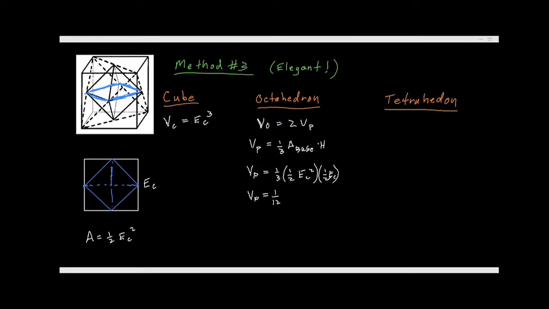1/3 times 1/2 times 1/2 is 1/12 EC cubed. And therefore, what's the volume of the octahedron? The pyramid is 1/12. The volume of the octahedron is 1/6 of EC cubed, which also means 1/6 of the volume of the cube. So again, that tells us that the ratio of the volume of the cube, leaving some space eventually for the tetrahedron, to the volume of the octahedron is 6 to 1.